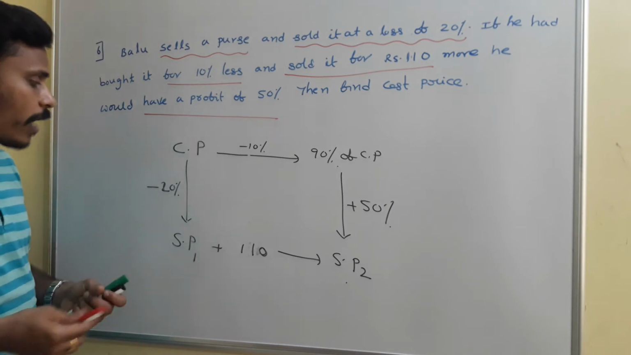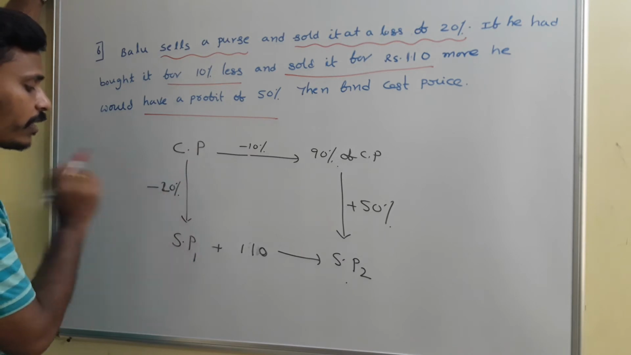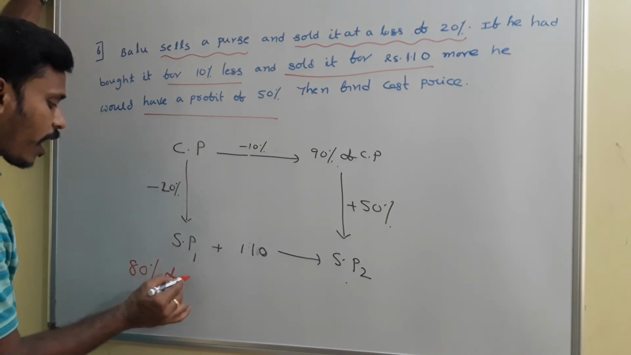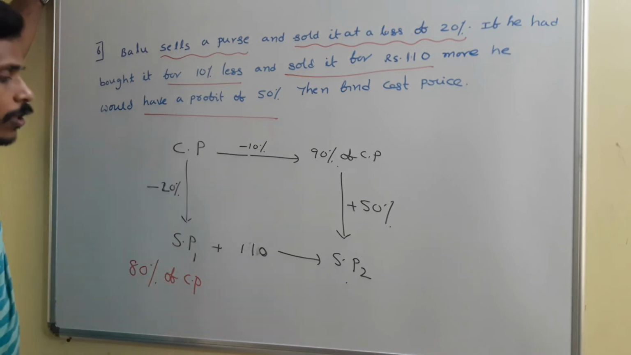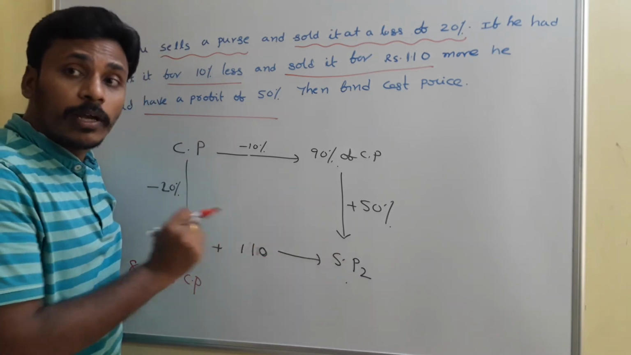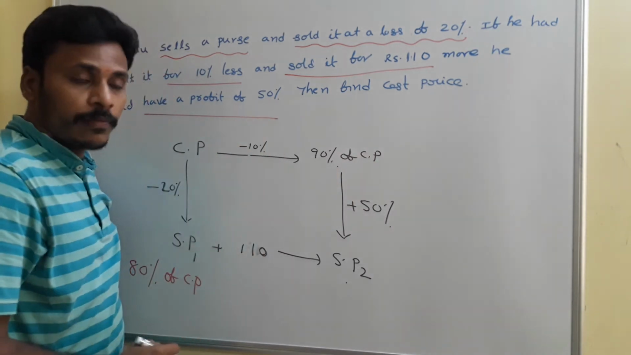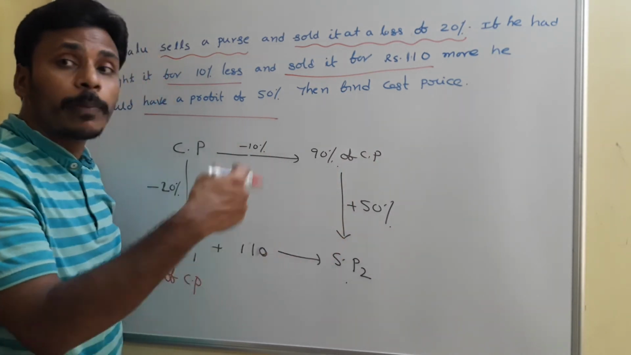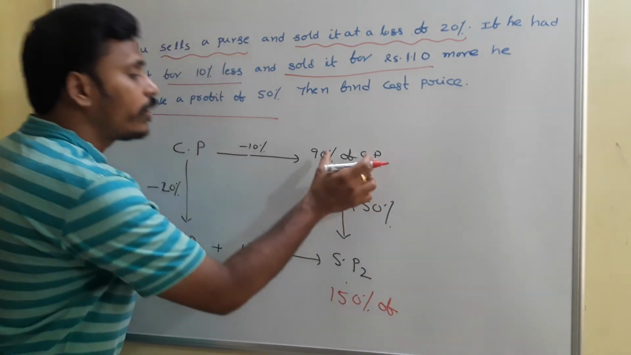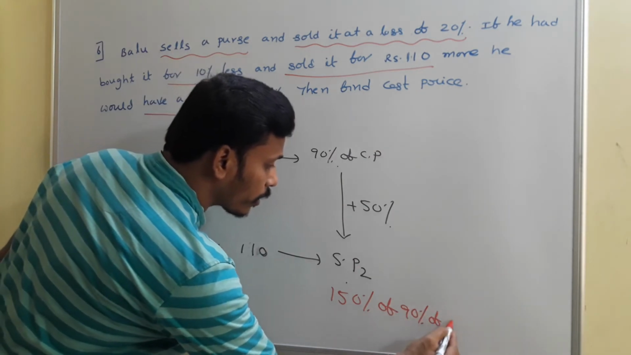Okay, so now as we discussed in the previous case, this is cost price and this is selling price 1. There is a loss of 20%. So this selling price 1 is nothing but, since loss, 100 - 20, so 80% of the cost price. And here look, selling price 2. How is this selling price 2 formed? 50% profit on this cost price. 50% profit means 100 + 50. We need to write it like 150% of this cost price. That is nothing but what, 90% of the cost price.